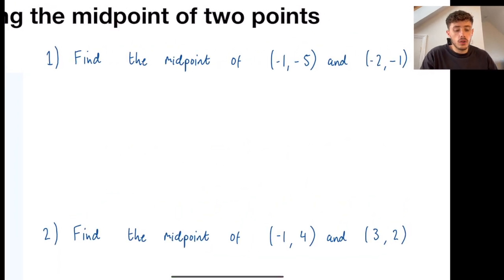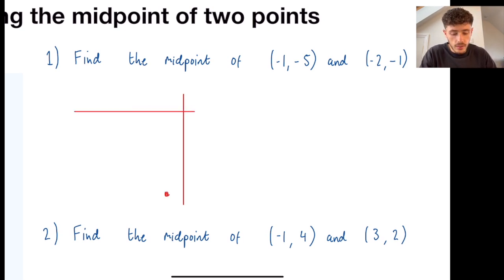So find the midpoints of -1, -5 and -2, -1, the same as what we had before. So let's recreate that sketch that we had, and I'm just going to draw that triangle that we had with the dashed lines.